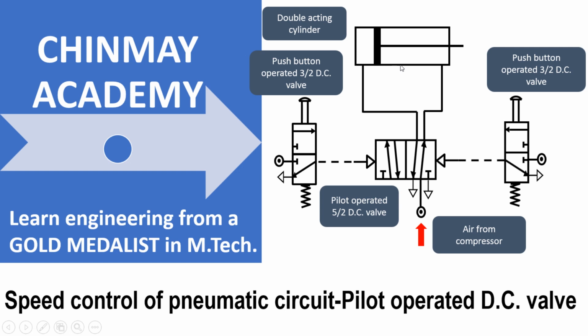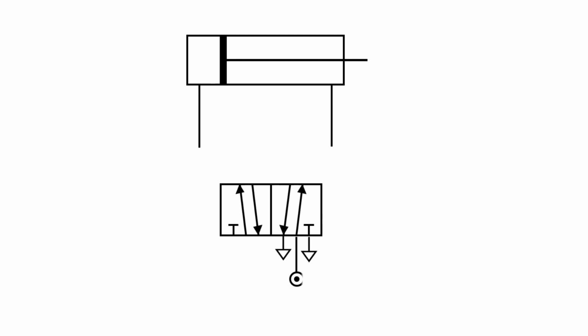So let us first draw this particular circuit and try to understand how it works. First we'll draw this circuit. The various components of this circuit that we have already shown, we are drawing over here. As you can see, we have the 5x2 direction control valve, which is pilot operated.